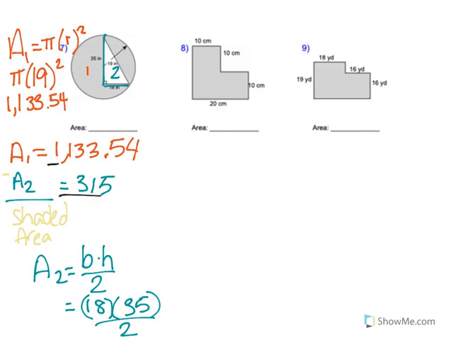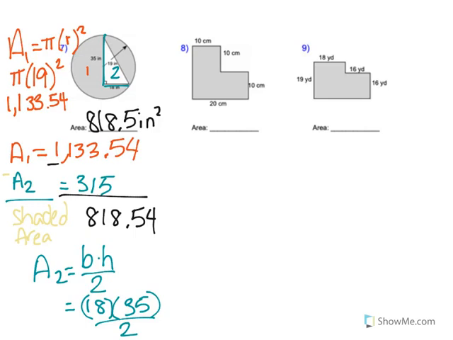Now we're going to subtract those two answers. So 1,133.54 minus 315 should give us 818.54. We're going to round to the nearest tenth. So our area is 818.5 square inches.